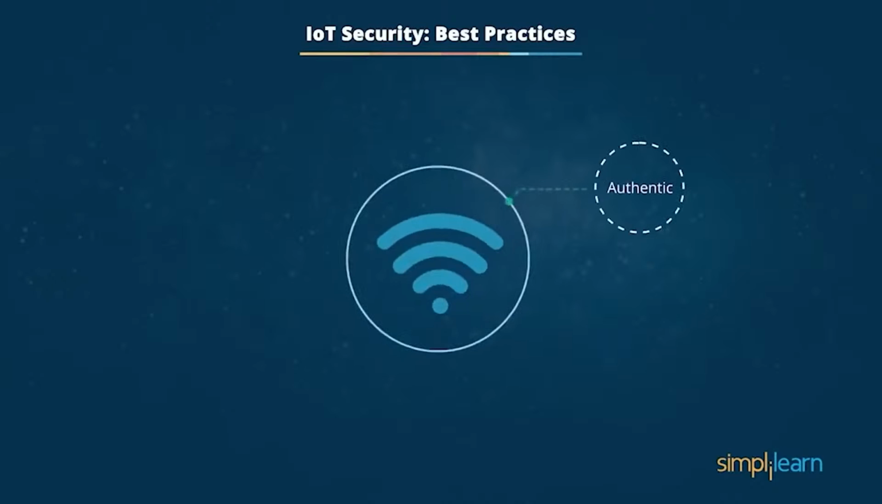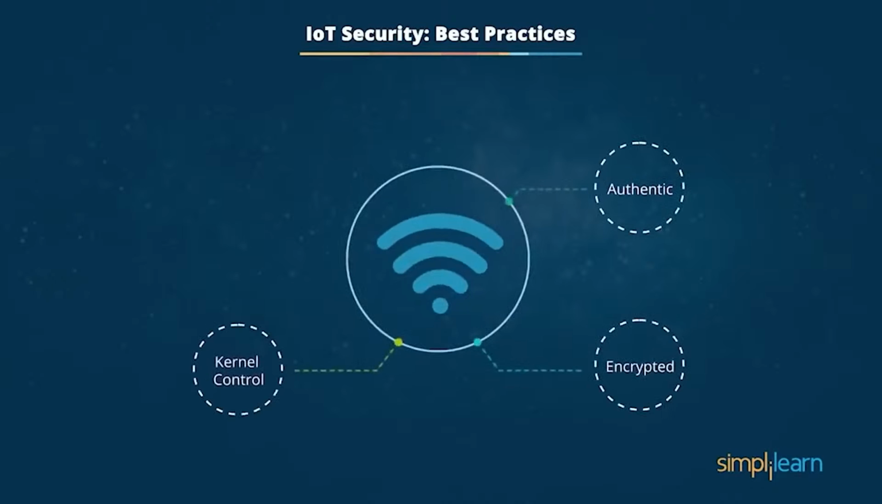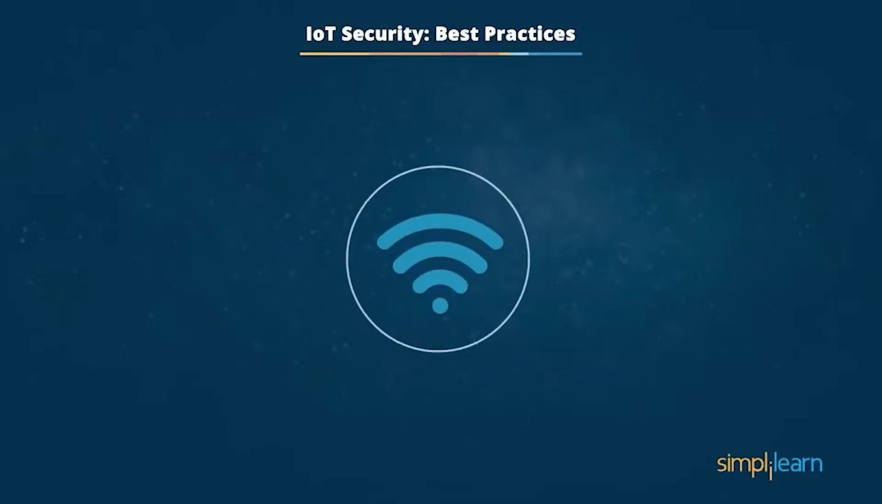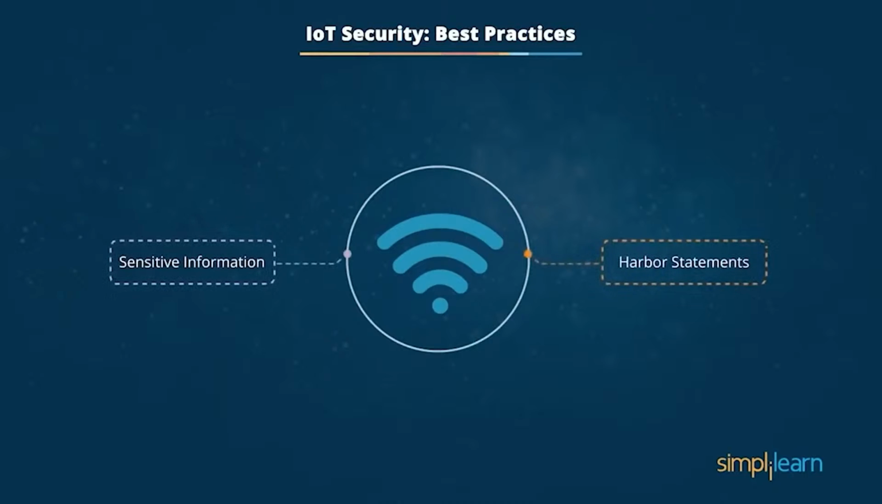The network components must be authentic with encryption, kernel controls, and division of networks into segments. Other security measures include privacy protection for sensitive information and other regulations like safe harbor statements.